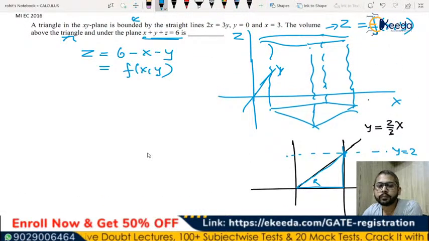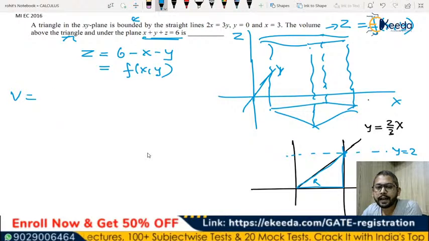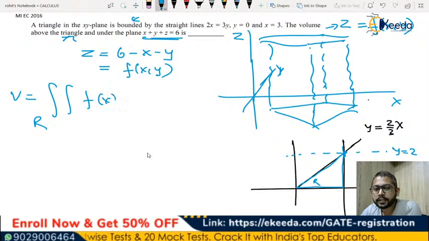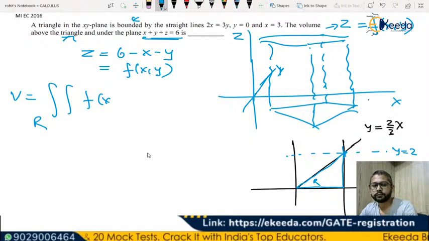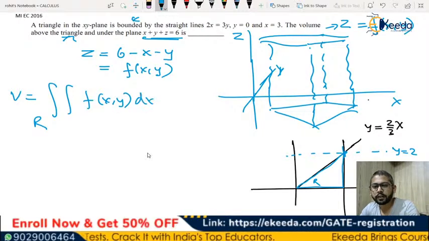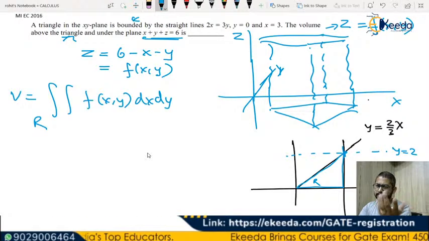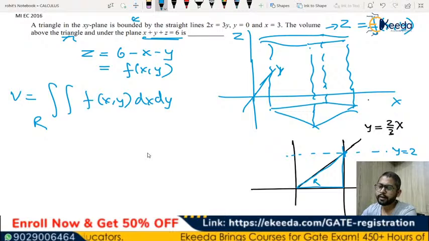So this volume is given as a double integration for the region bounded, of the function, dx dy. Now I'm writing it dx dy generally, it can be dy dx, okay, whatever you find better.